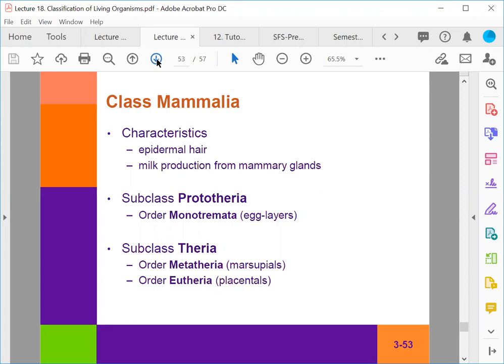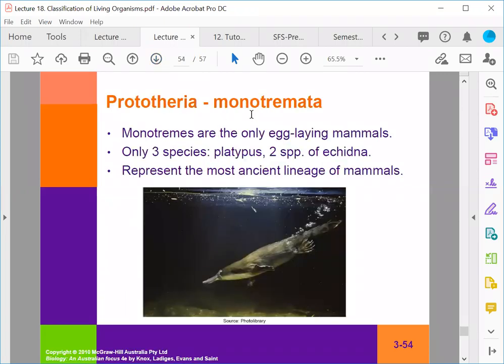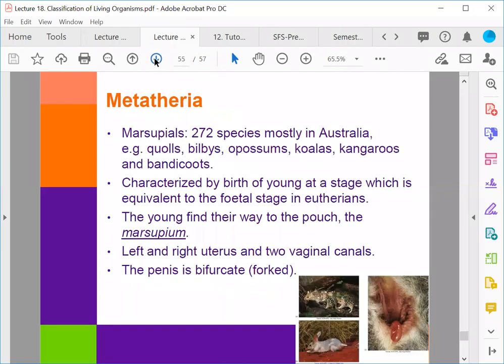So let's look very briefly at the monotremes, which are in Prototheria. These are the only egg-laying mammals, of course, and there are only 3 species: the platypus and 2 species of echidna. And these represent the most ancient lineage of mammals. Okay, and then we move on to Metatheria, the marsupials.